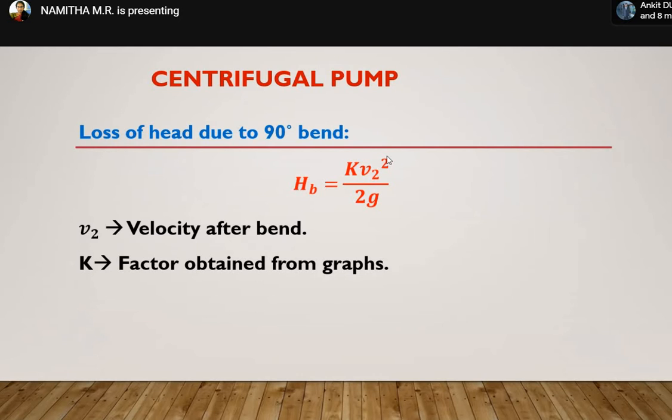And there may be some bends. The pipe may not always be straight. There may be some 90-degree bends or other bends. In all the bends there will be some losses, because the velocity of water will change suddenly when there is a bend. So the bend loss is equal to k v2 square divided by 2g. Again, v is the velocity after the bend, g is the acceleration due to gravity, and k is a factor which is obtained from graphs, or it will be directly given to you.